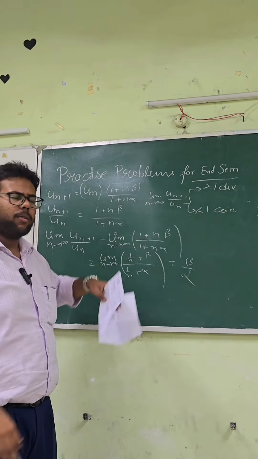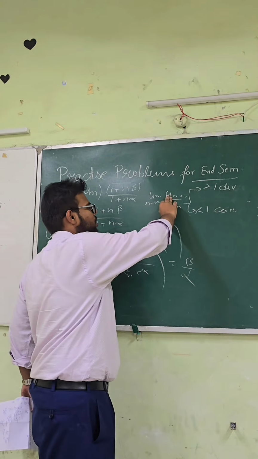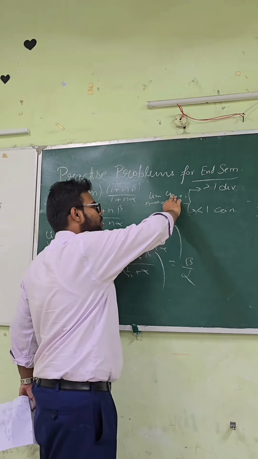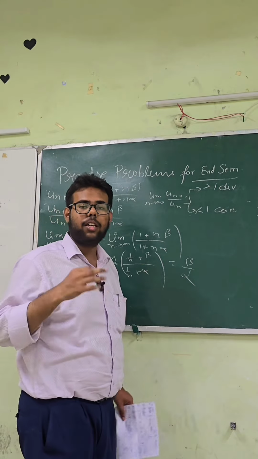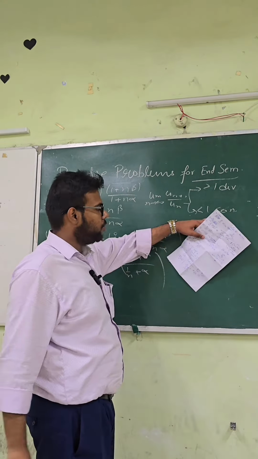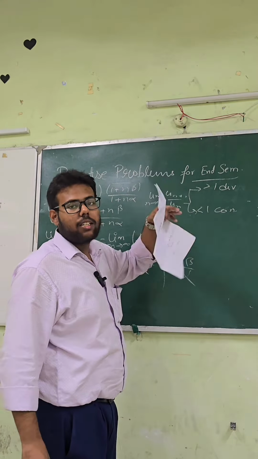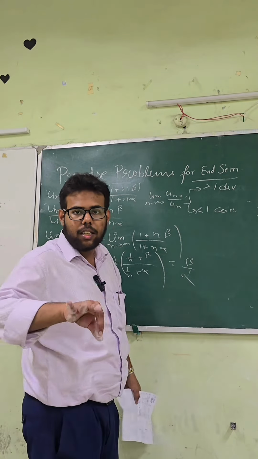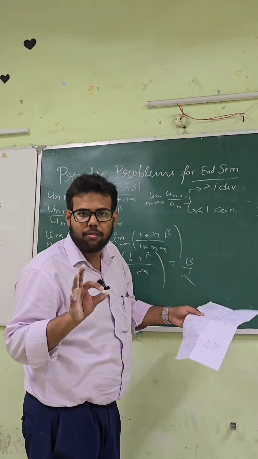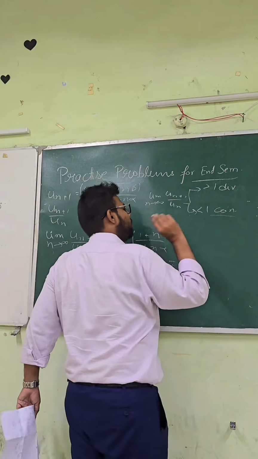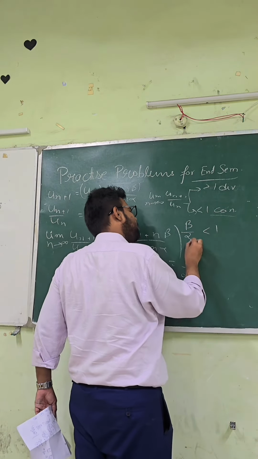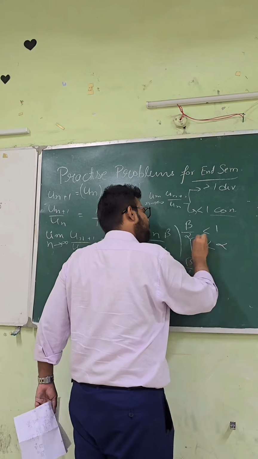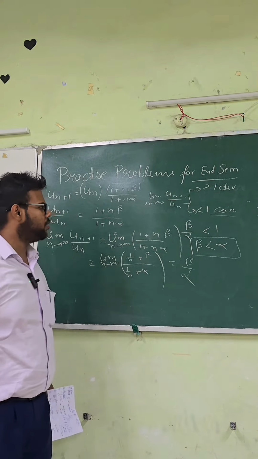Why is it so? Since this is the next term and this is the previous term, when you take the ratio, if the next term is greater than the previous one, then it's obvious that it will be diverging. But if it is less than 1, meaning the previous term is greater than the next term, it is a decreasing series, so there are chances that it may converge, right? So for the converging condition, β by α must be less than 1. So β must be greater than α for convergence, right?